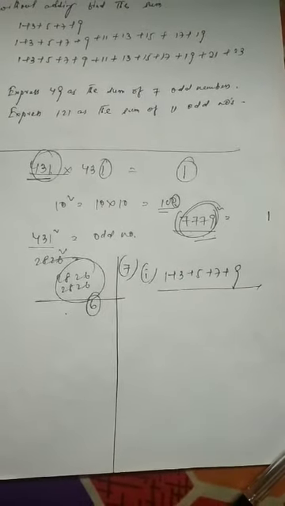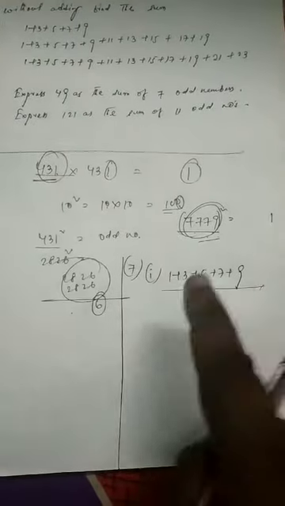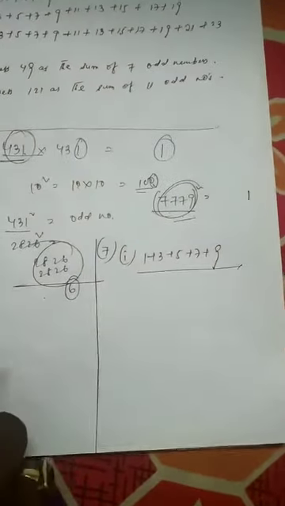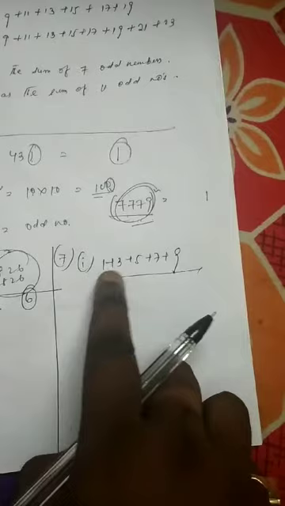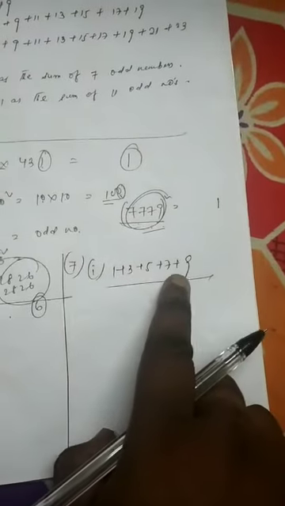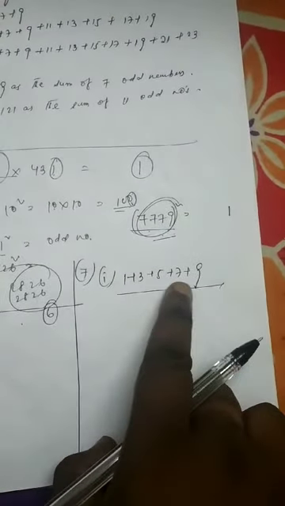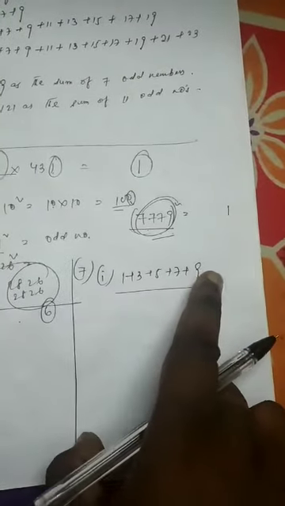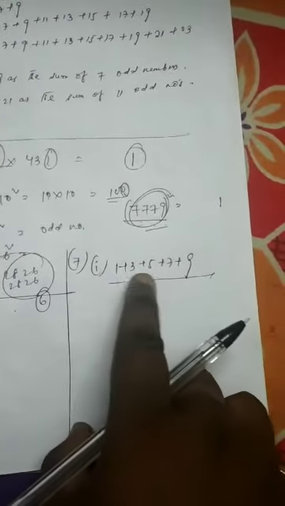Children, it's really very easy to understand. First of all, we will count how many odd numbers are here. 1, 2, 3, 4, 5. There are 5 odd numbers. So these 5 odd numbers are in series.